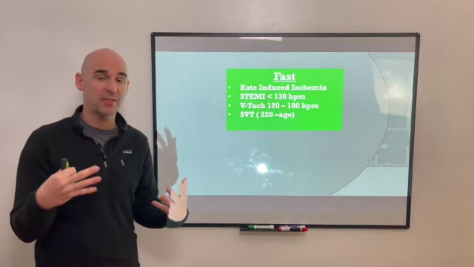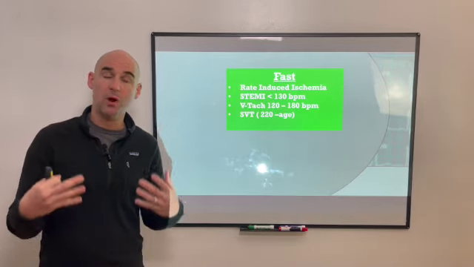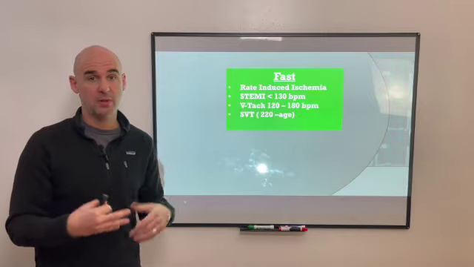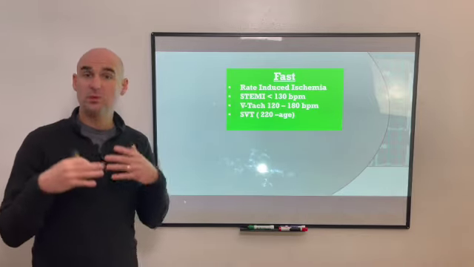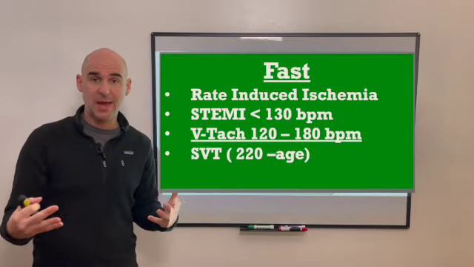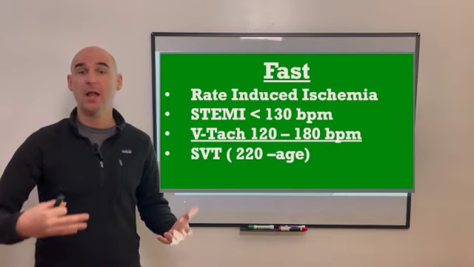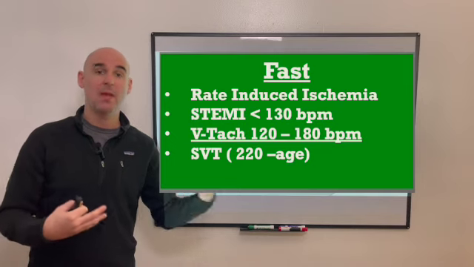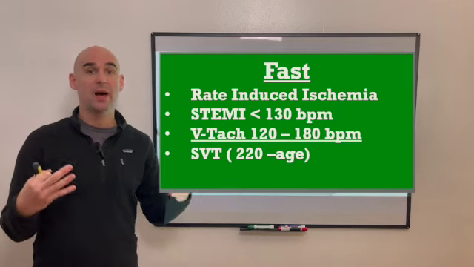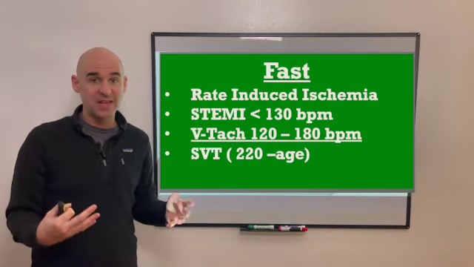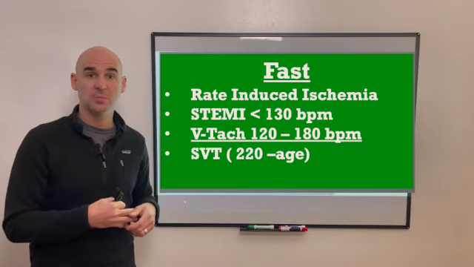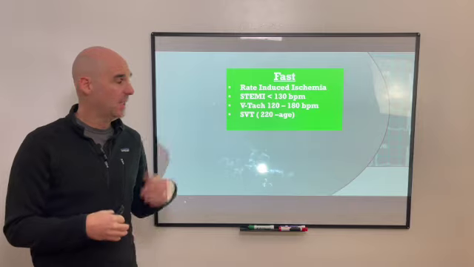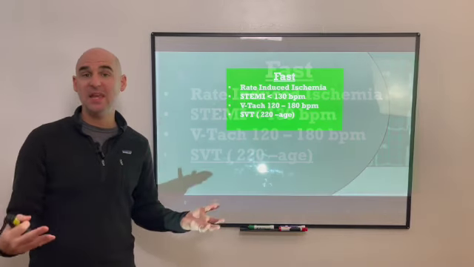We need to think about ways that are proper for this patient to slow that rate down some. The other thing we can think about is VTAC. Most of the time with VTAC, we're going to see rates in that 120 to 180 range, maybe even up to 200. So by determining if this rate is fast, it may help us determine whether this patient is potentially in VTAC. And then we have our SVT.